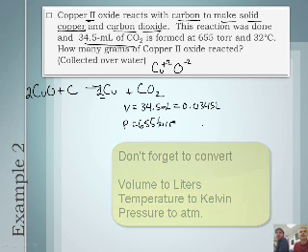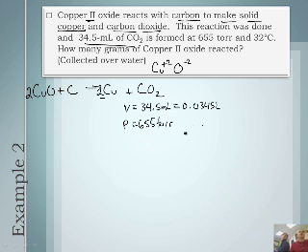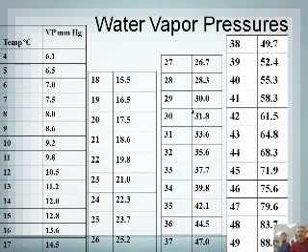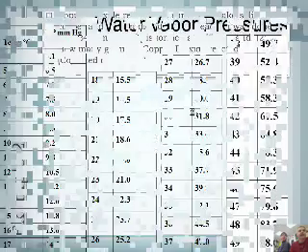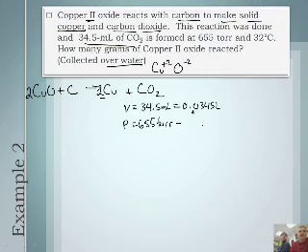Oh, let's make that change too. We can't change it yet, Mr. Sanders, because it's collected over water. If it's collected over water, we must refer to the water vapor pressure table. I bet I could find that. There it is. What temperature were we at? 32 Celsius.